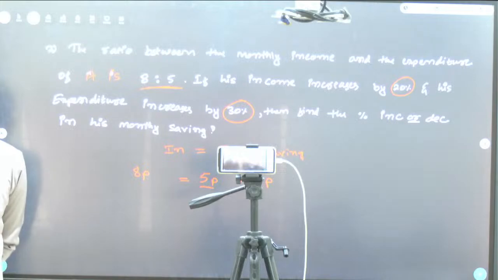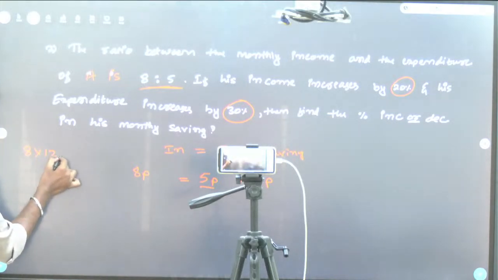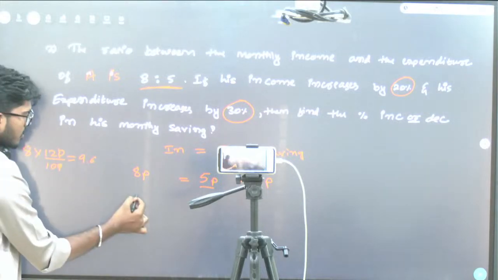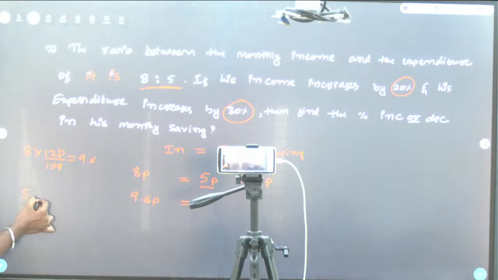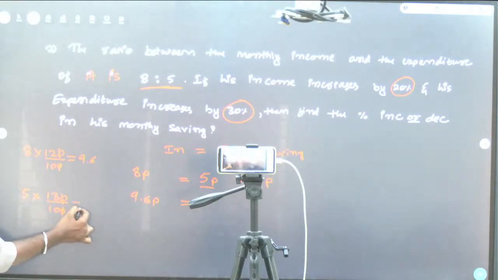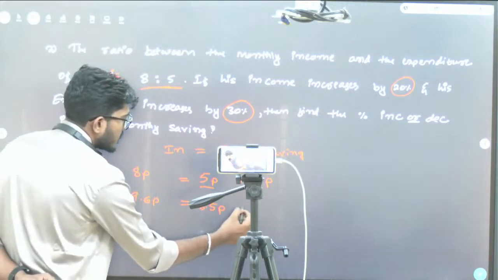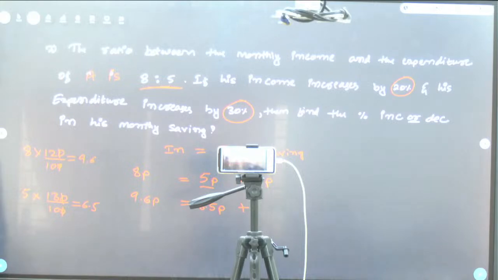6.5 total. Now 8 into 120 divided by 100, you get 96, means 9.6. This one is 9.6 parts you are getting, and 5 parts you calculate, 30% increases means 130 by 100. 13 5s are 65, means 6.5 you are getting. Expenditure how much parts? Remaining will be saving. 9.6 minus 6.5, subtract, how much are you getting? 3.1.